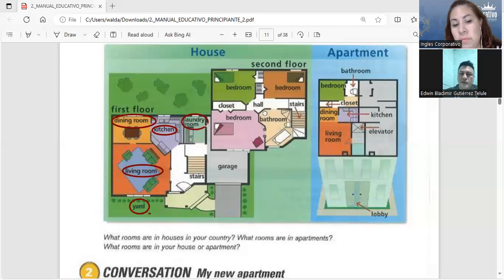Salón de lavado. Cuarto de lavado. Yeah, exactly. That'd be the laundry room. Okay, so repeat after me. Laundry room. Laundry room. Yes, very good. Okay, excellent.